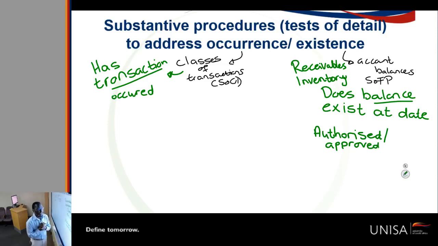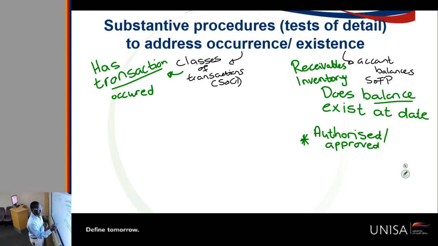Okay. So it's very important that when you think of existence, whether something exists as a particular date or not, also look at its authorization or its approval. And authorization or approval is usually based on the minutes of meetings. But a lot of students overlook the authorization and the approval aspect relating to account balances.